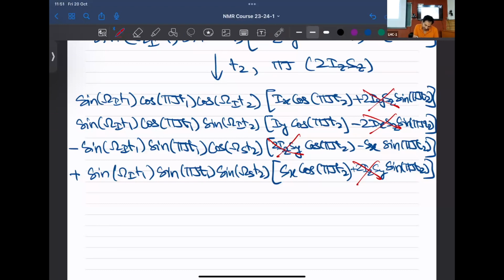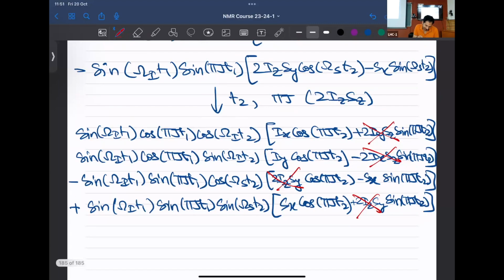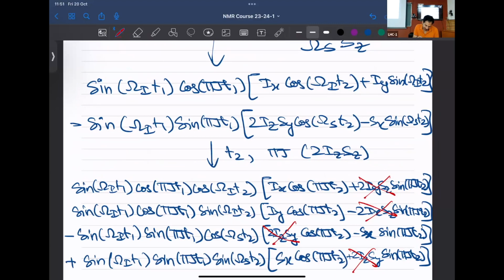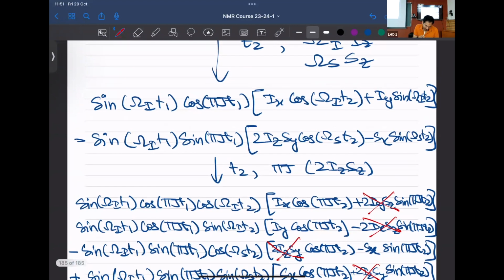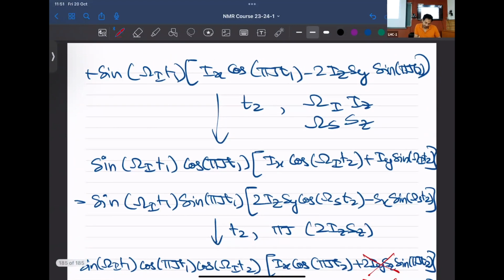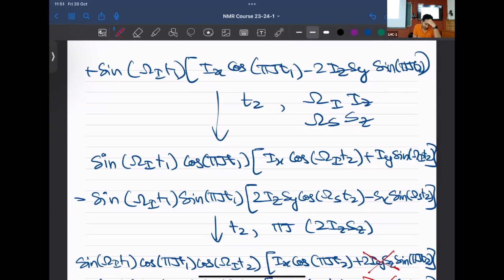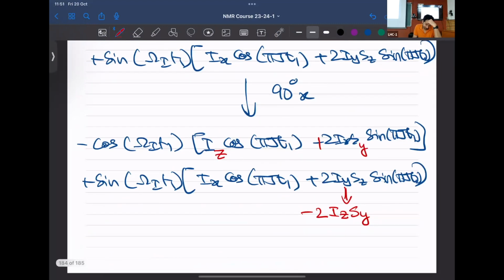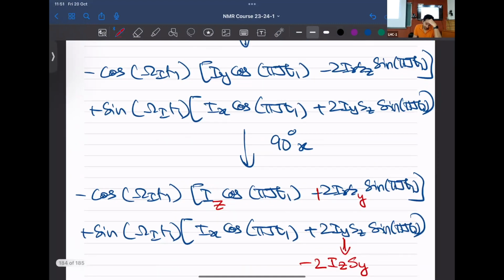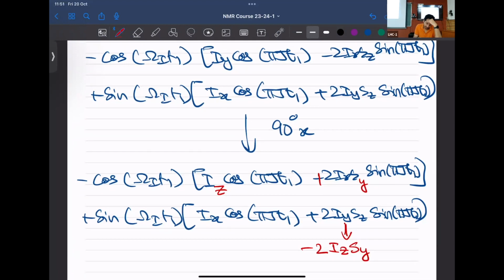You can't have two Ix terms. One of them should be Iy. Did I do the 90 pulse correct? 90x will make z, correct. This is correct. 90x will keep this and switch this. This is correct, so we can neglect this. X on x will remain. X on y will make it z. Yeah, this is also correct.